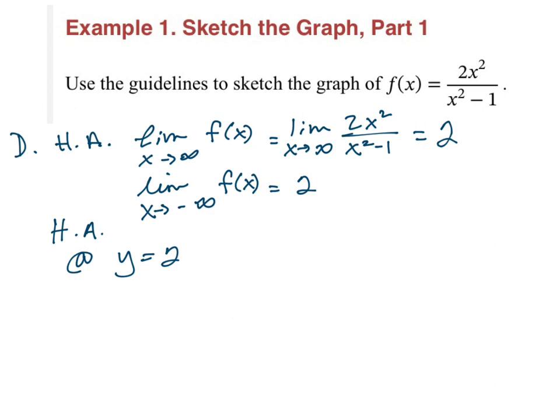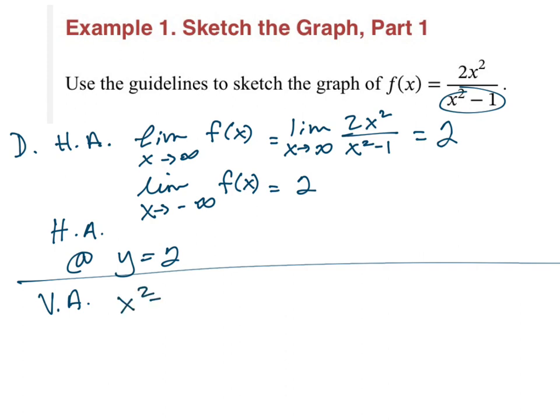Okay, now let's talk vertical and horizontal asymptotes. How do we find vertical asymptotes? Set the denominator equal to 0. To find a vertical asymptote, we're going to set this denominator, x squared minus 1, equal to 0. X squared equals 1. X is plus or minus 1.